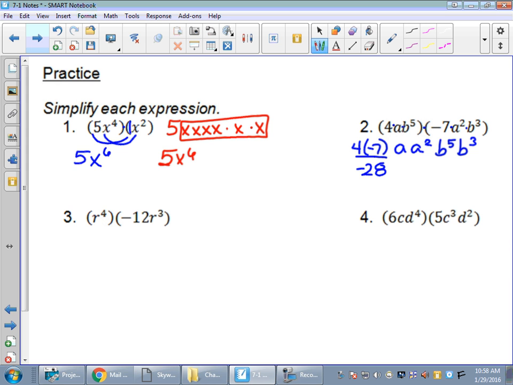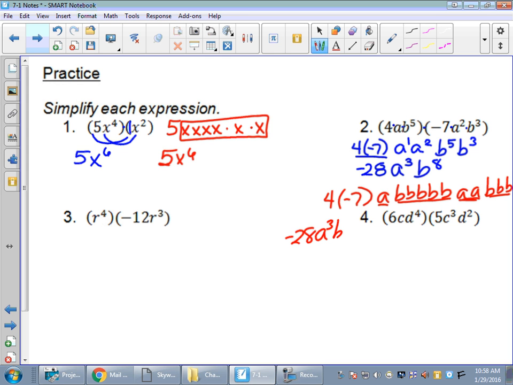Negative 28 is your multiplication. A to the first and a squared makes a cubed. B to the fifth, b cubed makes b to the eighth. Using the expansion rule, you could write 4 times negative 7. Those are your numbers. A times b, b, b, b, b. A, b, b, b. And I would even group them together. So even as I expand, I could have put these two A's with this A, put these 5 B's with these 3 B's. And then you can see that we still have negative 28, A to the third, B to the eighth.